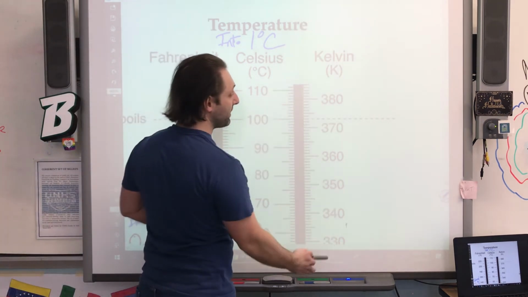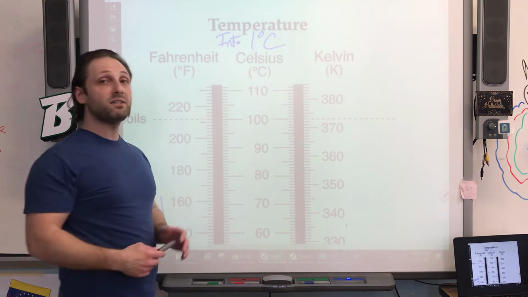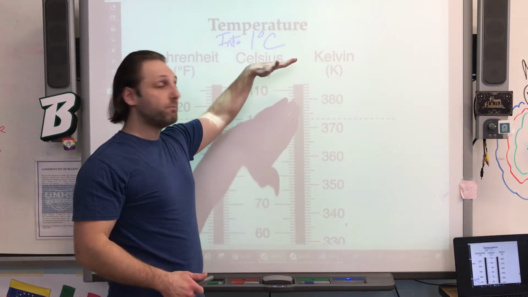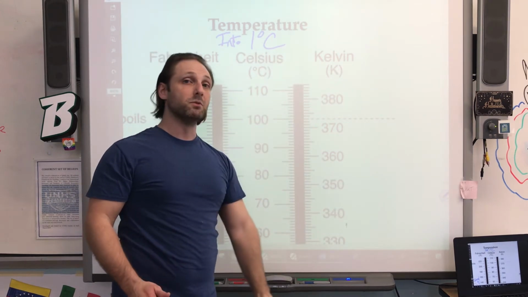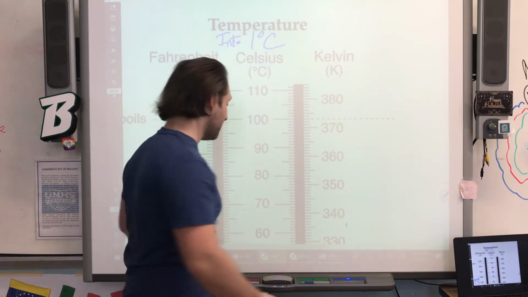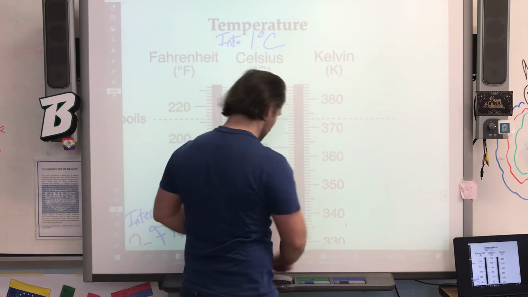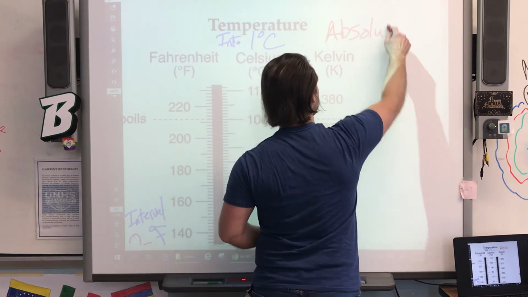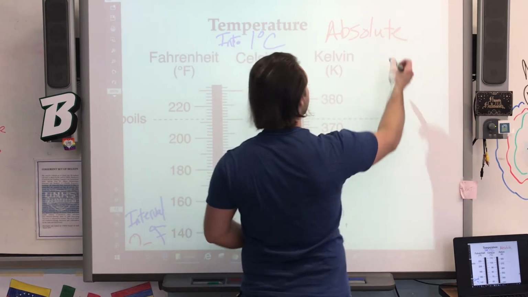Kelvin, we will talk more about Kelvin later, but Kelvin is very similar to Celsius in its interval. However, the scale goes down to absolute zero, okay, rather than any negative number. So this is an absolute temperature scale. You'll be learning more and using this more in chemistry.